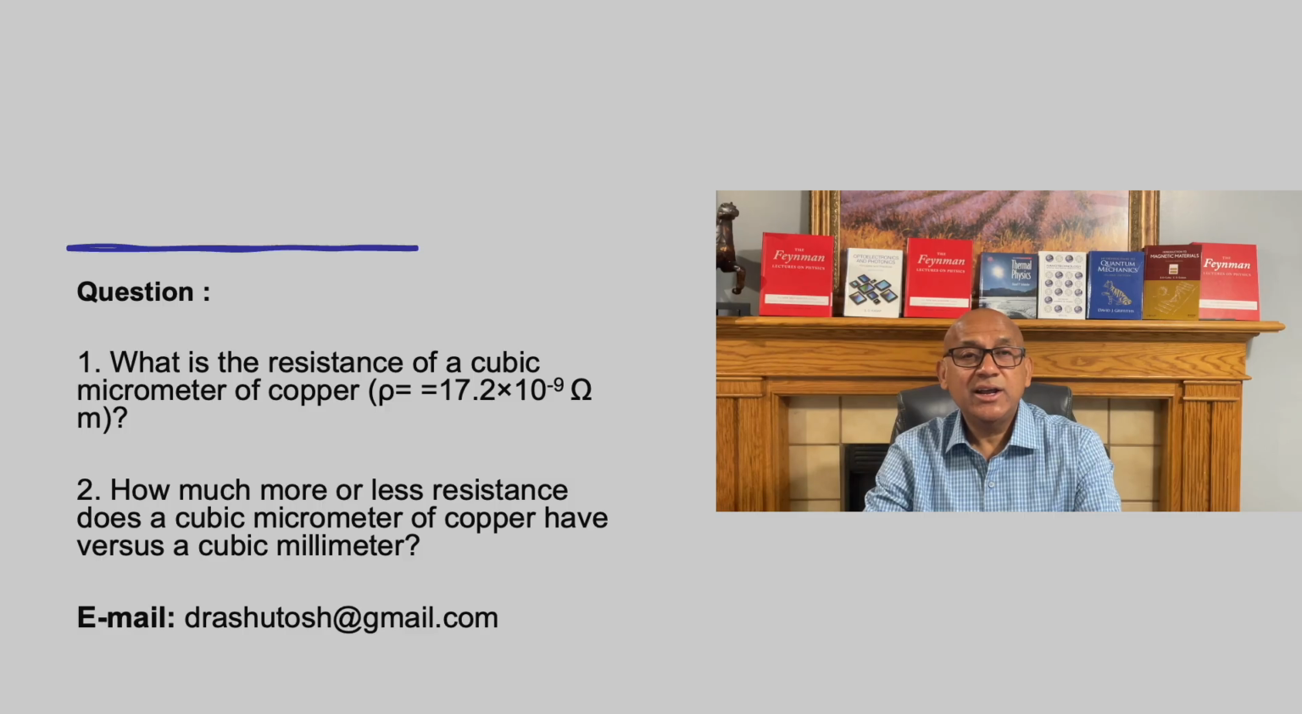Before we proceed further, let us pause for a quick problem to make our understanding more firm. Question is, what is the resistance of a cubic micrometer of copper given rho equal to 17.2 times 10 to the power minus 9 ohm meter? How much more or less resistance does a cubic micrometer of copper have compared with a cubic millimeter? Take a minute to think it through. This ties the scaling law for resistance directly to a real interconnect metal like copper. You can write your answers in the comments or email them to me.